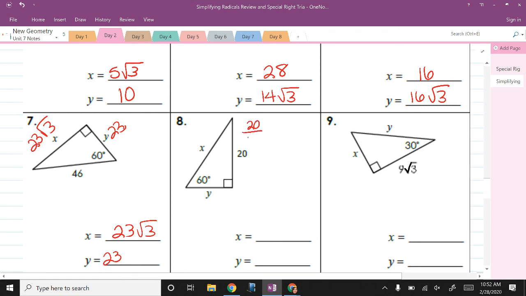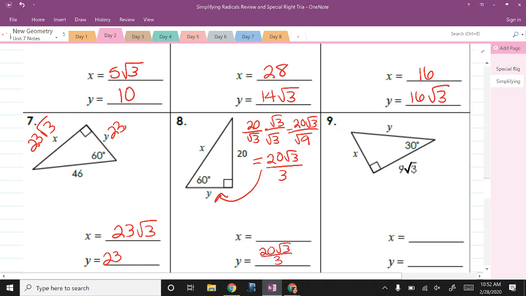So I'm going to say 20 divided by radical 3. So we're going to need to rationalize that denominator, right? So I multiply by radical 3 over radical 3, which is 20 radical 3 over radical 9. And what's the square root of 9? So that's going to simplify to 20 radical 3 over 3. So that goes for y, right? That's the short leg. 20 radical 3 over 3.